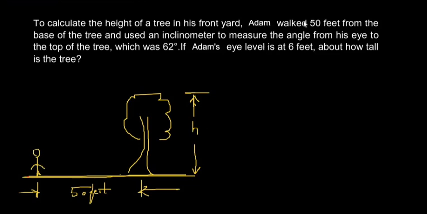Now they are saying that Adam walked 50 feet from the base of the tree and used an inclinometer to measure the angle from his eye to the top of the tree. So Adam's eye is over here and he is looking at the top of the tree. So he looks over here, and since he is looking up, it is an angle of elevation, and as you know, we need to have a line of sight, which is a horizontal line. So the angle of elevation that Adam makes is now 62 degrees.